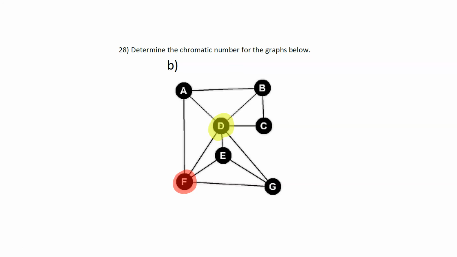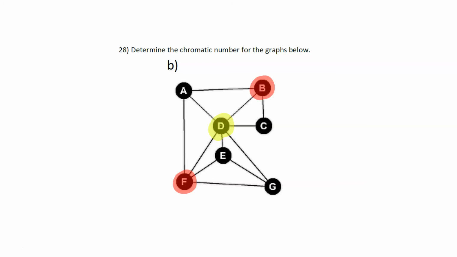A is adjacent to D, but it's also adjacent to F, so it can't be red. B, however, is also a degree of 3, and it's adjacent to D but not F, so it can be red. Neither C nor G or E can be colored in because they're adjacent to red vertices.